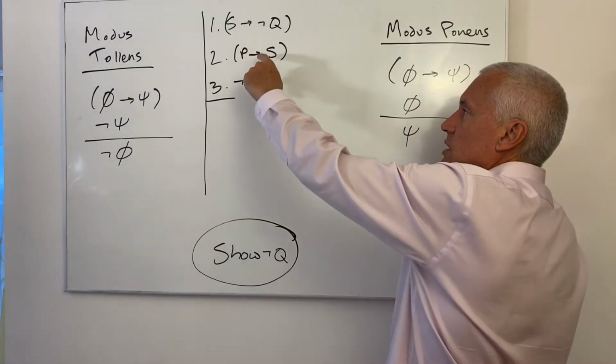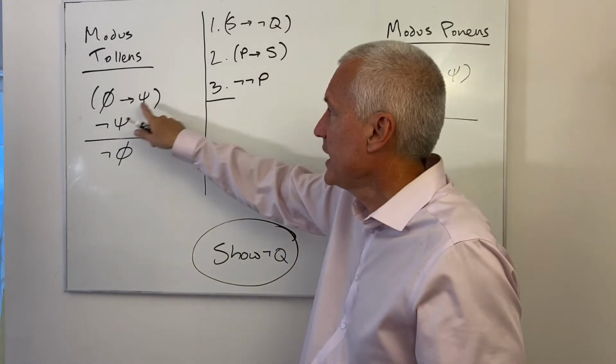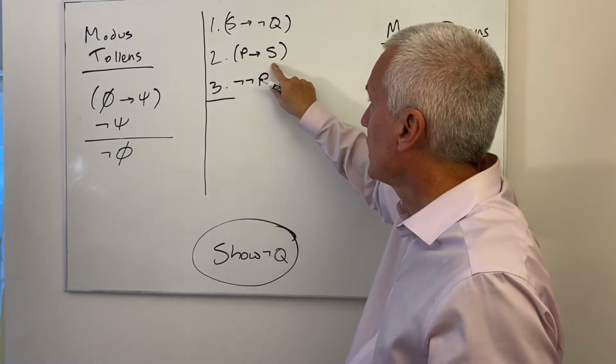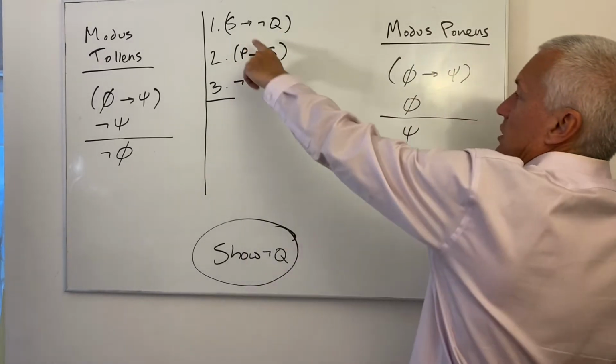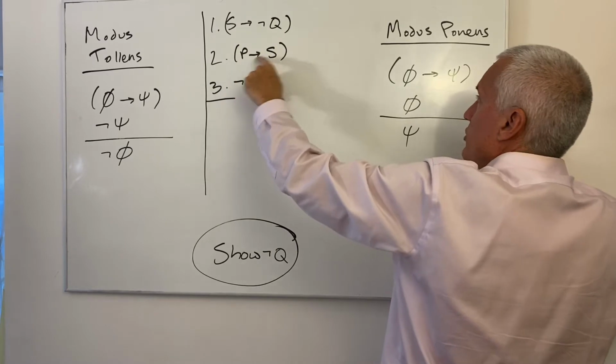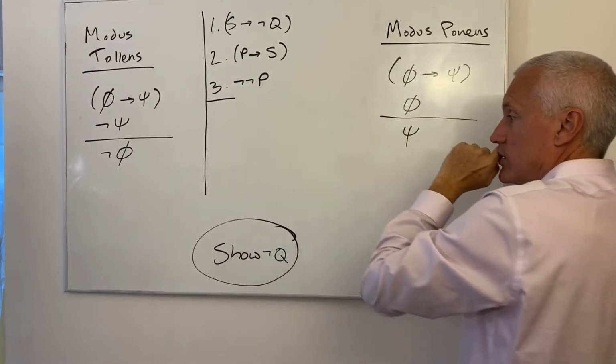Again, you see conditionals, and you should be thinking, can I do modus tollens? Do I have the denial of the second part? Do I have not S, or do I have not Q? I should also be looking at them and saying, do I have the assertion of the first part? Do I have S, or do I have P? So I can do modus ponens.